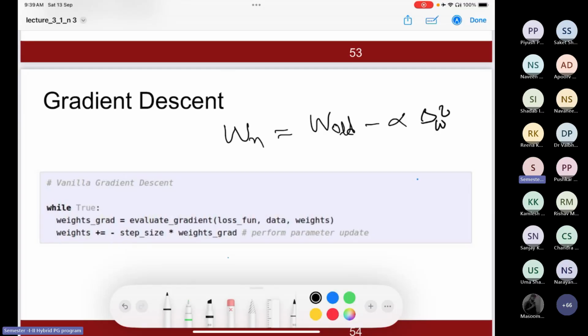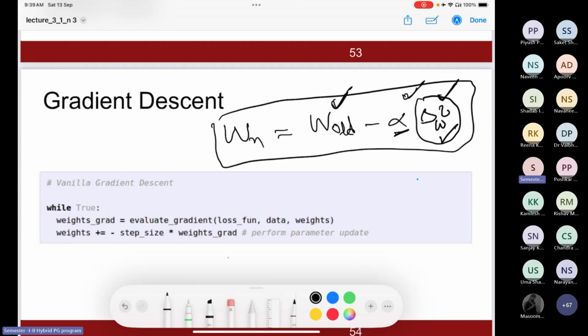That means the gradient of L with respect to W, that you need to calculate, and then multiply with the learning rate, that is your alpha. It is also called the step size, and then you subtract this matrix from this matrix, and you know the logic, like we have already seen in the last class. Okay, so this is called gradient descent. Whenever I say gradient descent, it's the general formula.